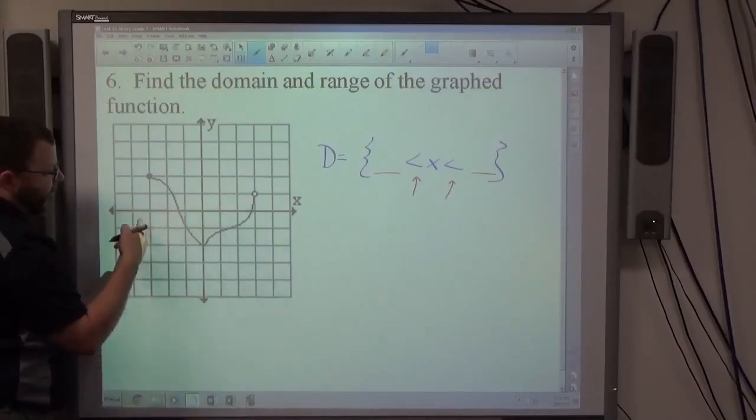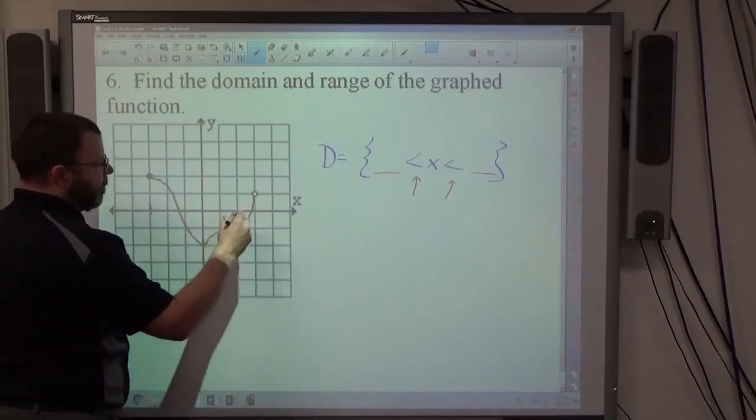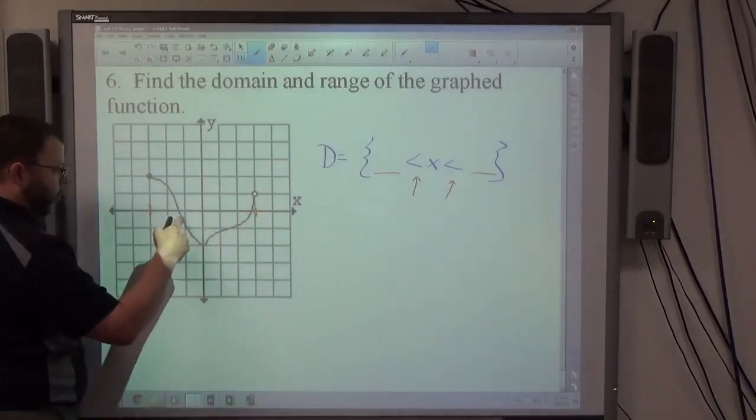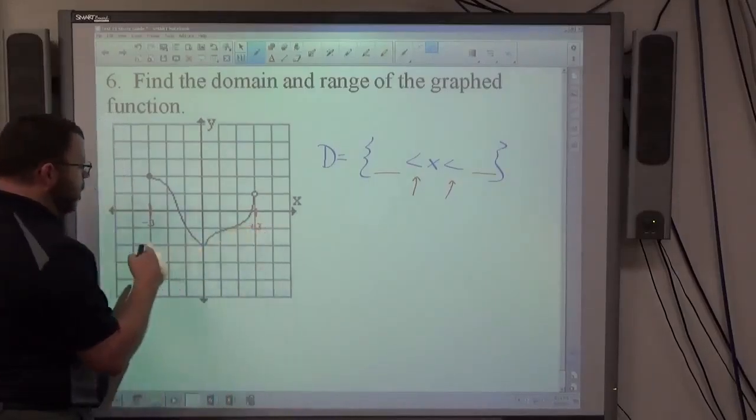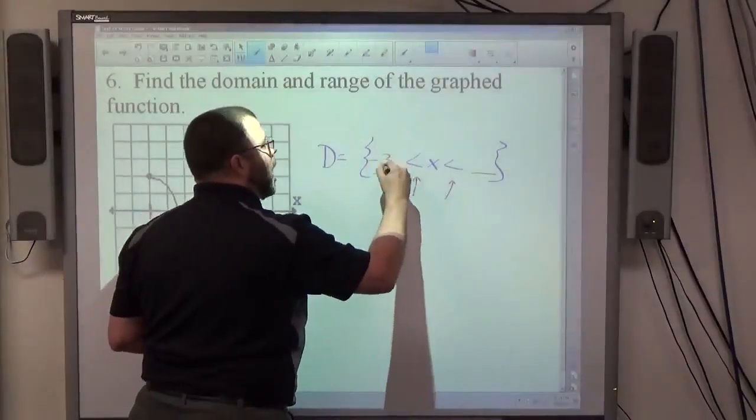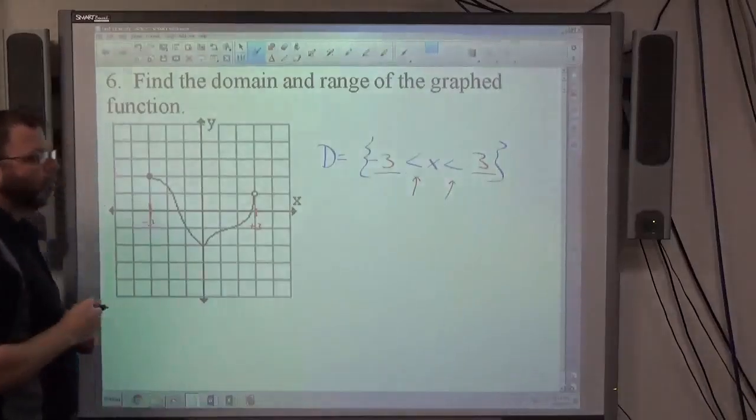So I'm on the x-axis. The graph begins here at this level and ends here at this level. So 1, 2, 3. This is -3. 1, 2, 3. That's +3. So -3 and +3 are what go in that inequality.